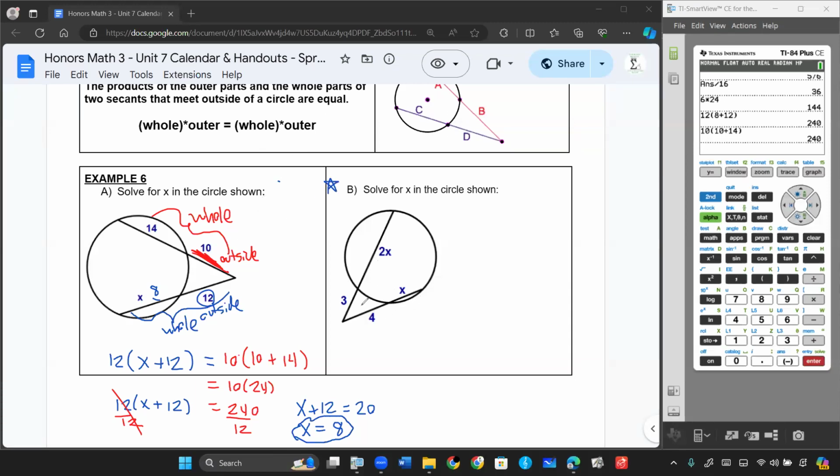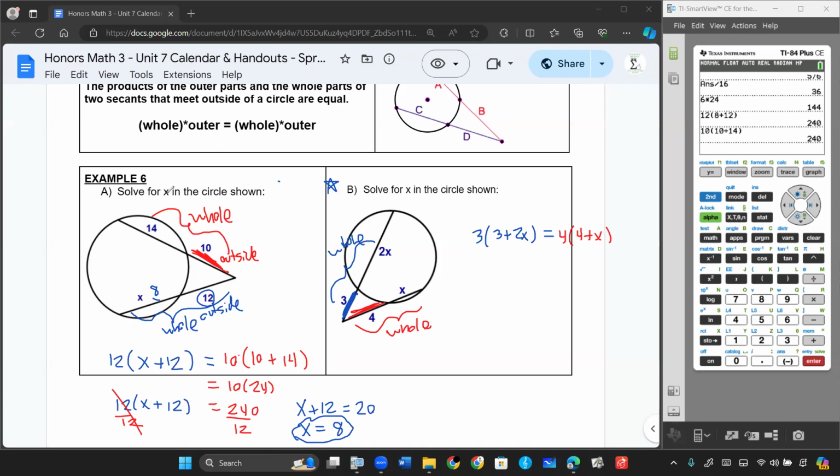All right, same deal here. Your outer portion. We'll start with the 3. That's going to multiply by the outer and the inside together to give you your whole. So don't forget to add those. So it's going to be 3 plus 2x. And then we're going to set that equal to 4, that's your outer portion here, times 4 plus x. Don't forget the whole thing is those two added.